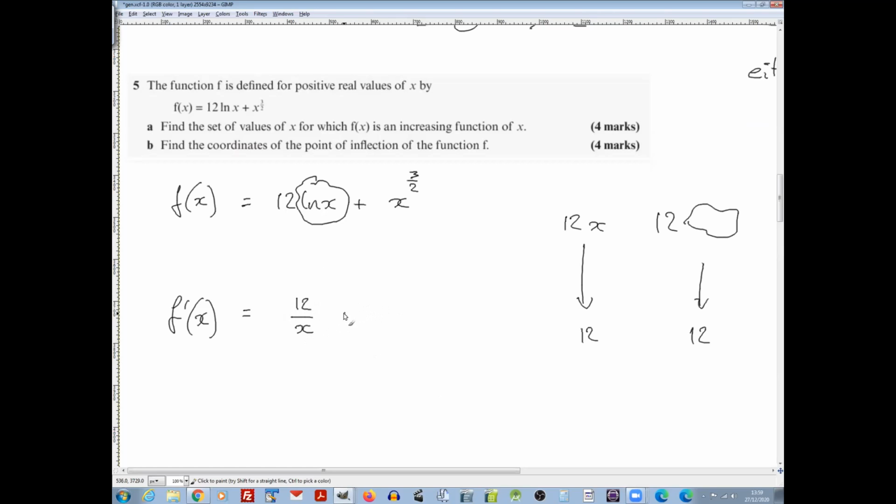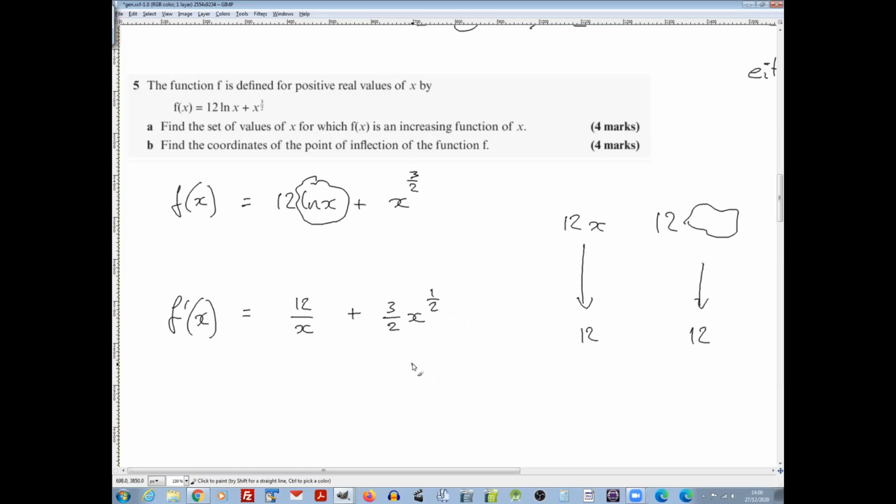And then plus. Notice whenever you're differentiating or integrating one thing plus or minus another, you can do them separately and there's no complications. And this is just 3 over 2x to the, let me think, to the half. To the half. Yeah.